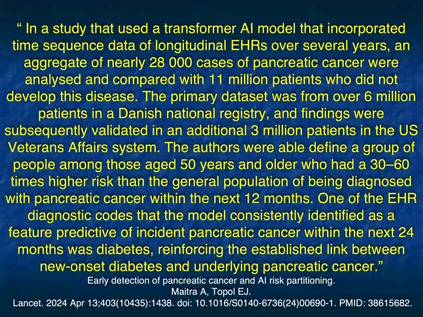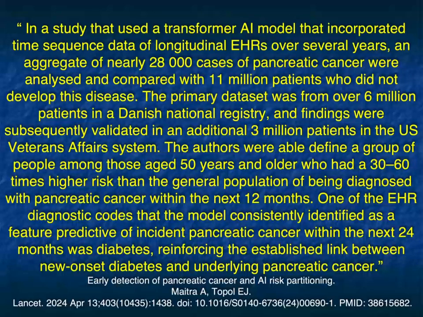In a study that used a transformer AI model that incorporated data of EHRs over several years, an aggregate of nearly 28,000 cases of pancreatic cancer were analyzed and compared with 11 million patients who did not develop this disease. The primary data set was from the Danish registry. The authors were able to define a group of people aged 50 and older who had a 30 to 60 times higher risk than the general population of being diagnosed with pancreatic cancer in the next year. One of the EHR codes that the model consistently identified as a feature predictive of incidental pancreatic cancer in the next 2 years was diabetes.